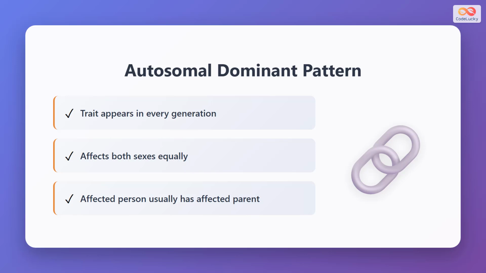Another important pattern is autosomal dominant inheritance. This pattern also has three distinguishing features. First, the trait appears in every generation without skipping. Second, it affects both sexes equally, just like recessive traits. Third, an affected person usually has at least one affected parent. This is because you only need one copy of the dominant gene to show the trait.